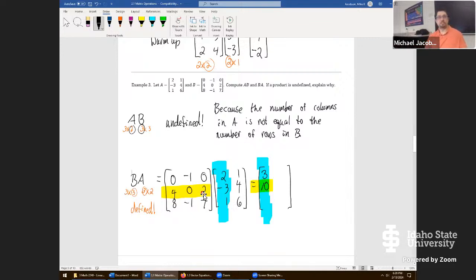Then it's rinse and repeat. We want the entry down below. We're going to use the next row down below to emphasize. Let's change the focus to here.